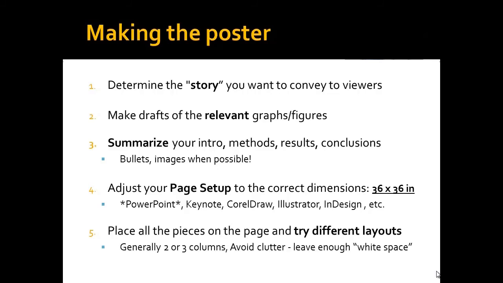Generally, especially in a 36 by 36 inch setup, you would have about 2 columns, but if you had a wider layout, you might want to have 3 columns. And you want to really try to avoid clutter, so you want to leave enough white space, so there's not a jumble of text, and instead nice clear division between your sections.